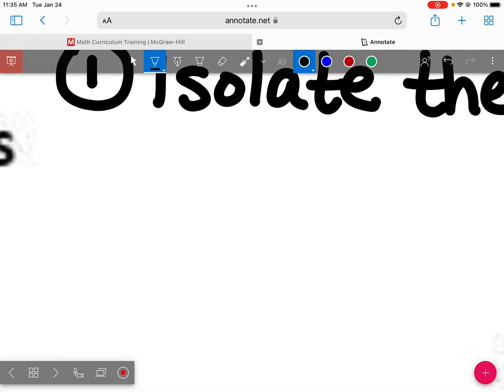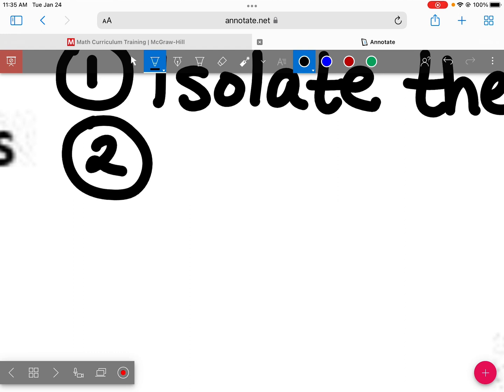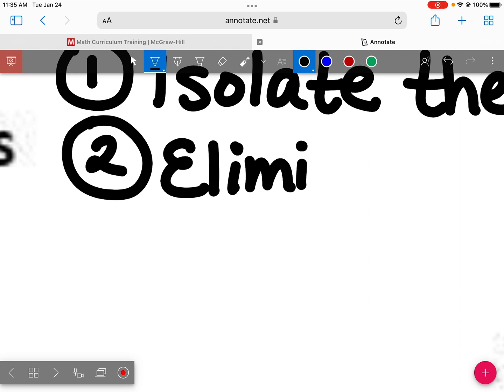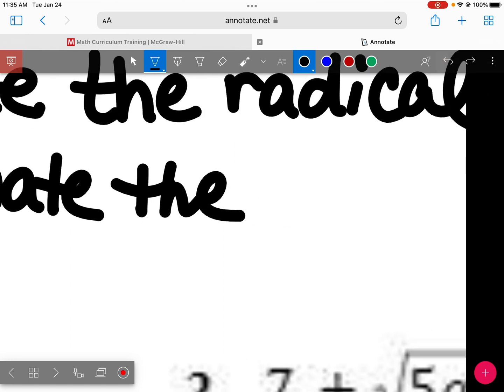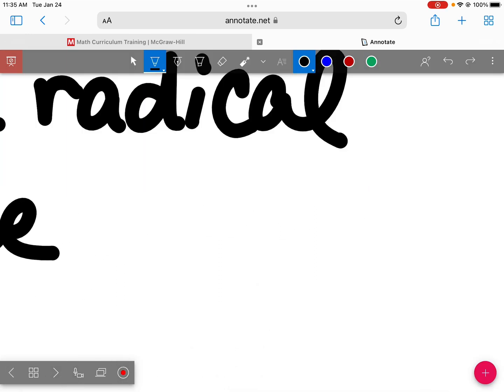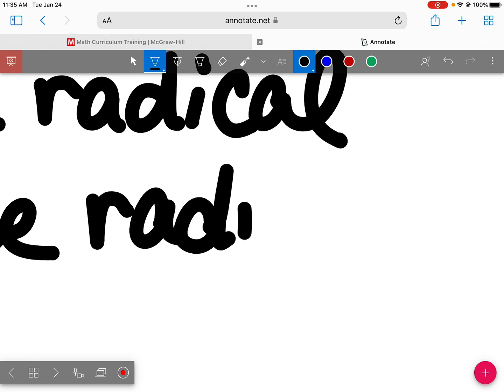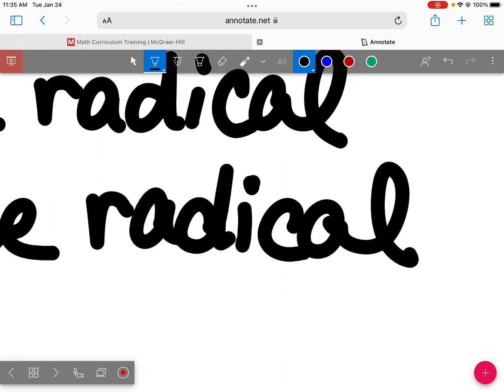First thing we do is isolate the radical. Then we will eliminate the radical. Does anybody remember how we will go about eliminating the radical?